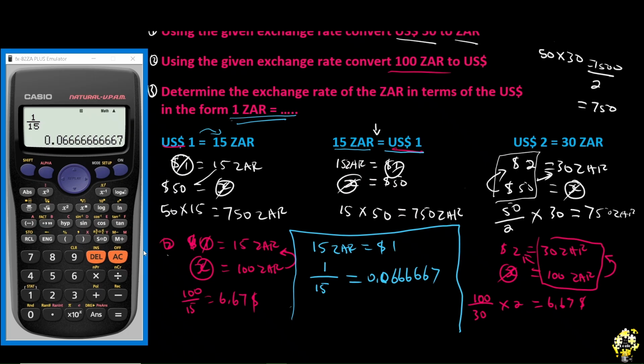This means that you can now rewrite your same exchange rate in this format. You can say that 1 South African rand is equal to 0.06666667 US dollars. That's how you change it to be in this form.